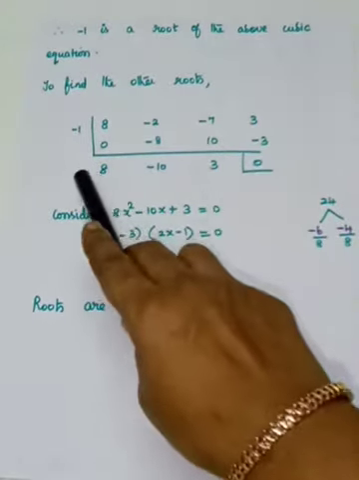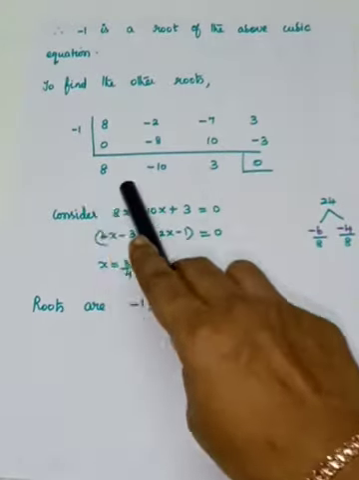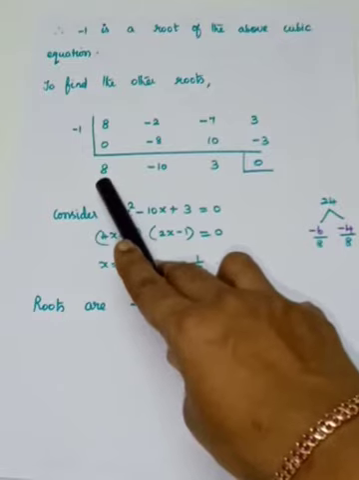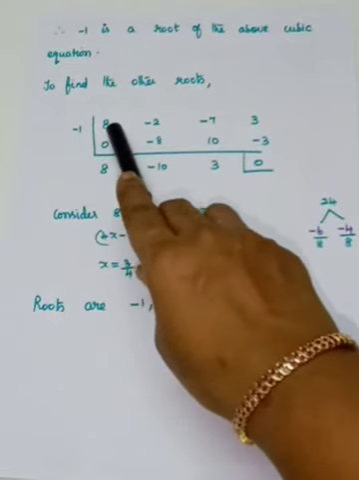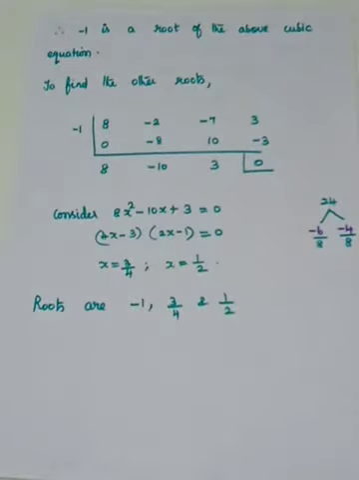So the remaining you have to write as a factor. So what is the factor remaining? 8x squared. Because it's a cubic polynomial, when it is divided by 1 root you will get the quadratic polynomial. So 8x squared minus 10x plus 3, and you have to equate to 0. So it is a quadratic equation, so you have to factorize.